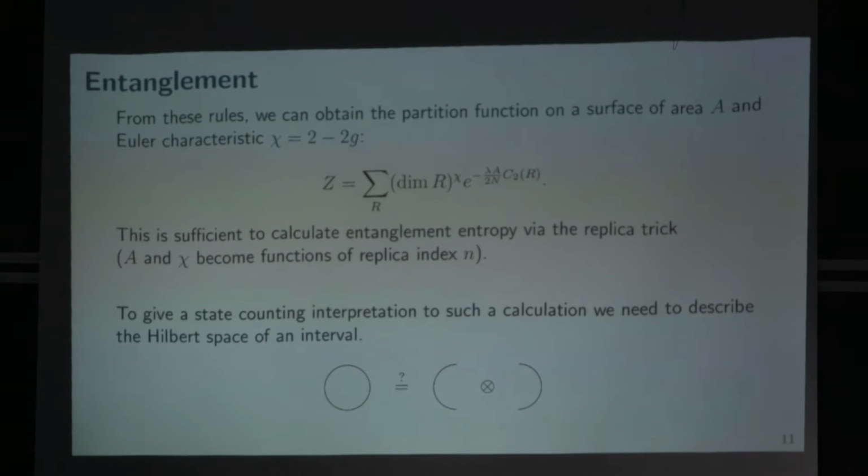Okay. And in fact, that fact alone is sufficient to calculate entanglement entropy via the replica trick. You can just take this manifold, cut it along some set of points, make n copies and identify them in some way. That's going to be a Riemann surface of some Euler characteristic and area, and one can just calculate.